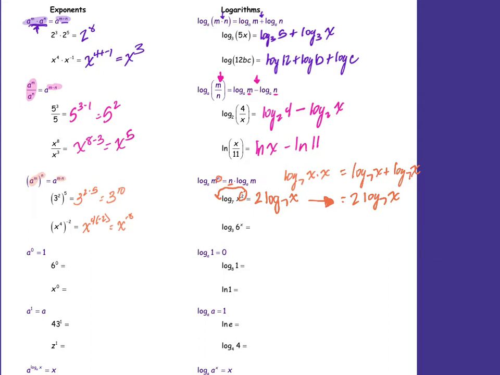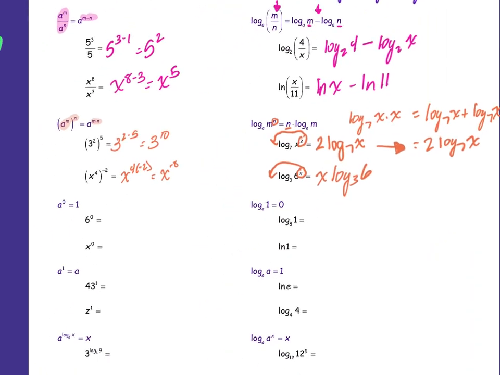That's okay. I have my exponent, and I usually just circle my exponents and put them where they're going to be, in the front. So this is going to be x log base 3 of 6. That's it, done. All I'm doing really is writing equivalent expressions for the logarithms. That's all. Okay.